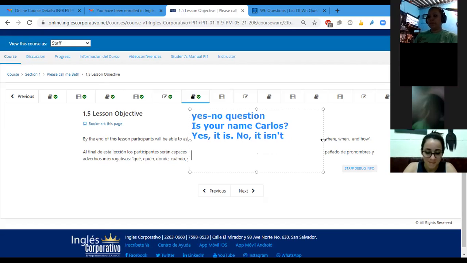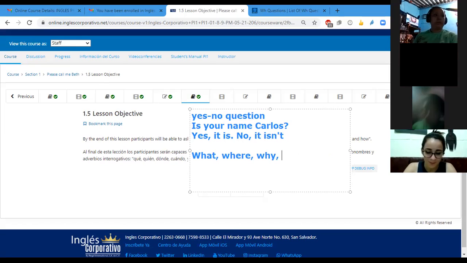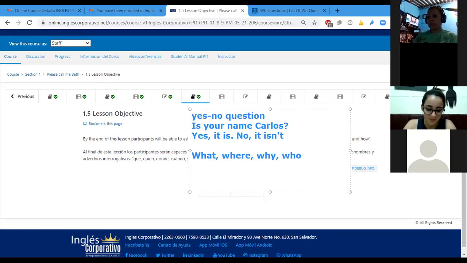But when we use the question what, we can also use where. We can use why. We can use who. We can use also when. And which? How? We can also use which. Whom? Well, whom is similar to who, but more formal.